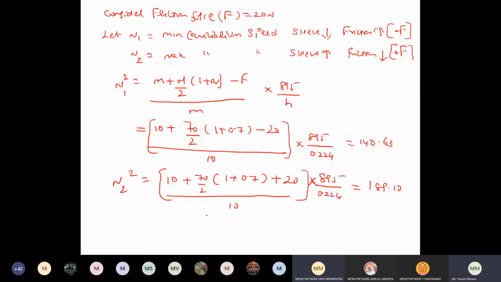Is this the correct answer? Sir, 91 is the range. N2 minus N1, 91. Oh, sir, 189 minus 140, 49.6. 49.